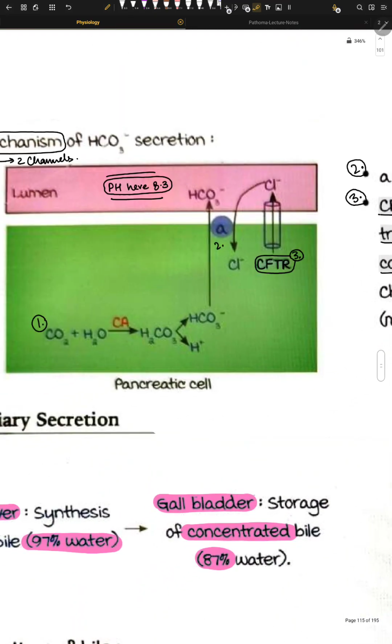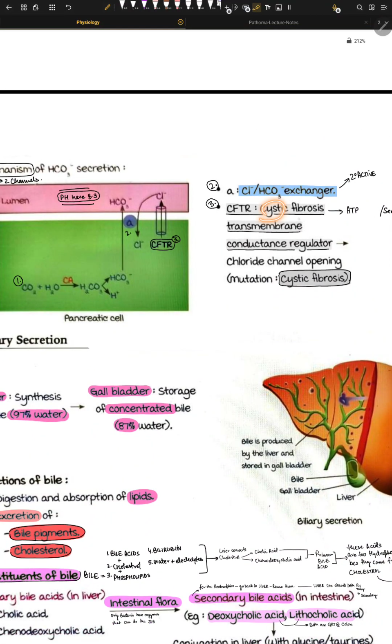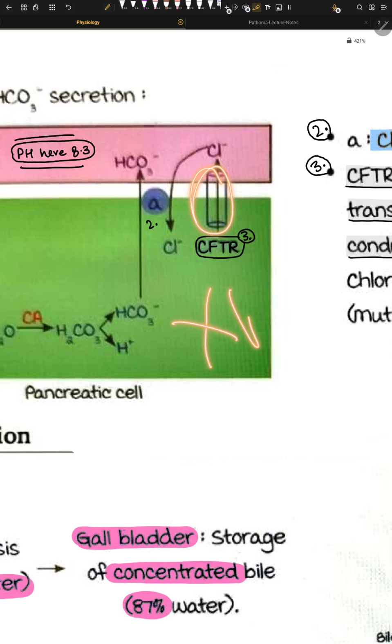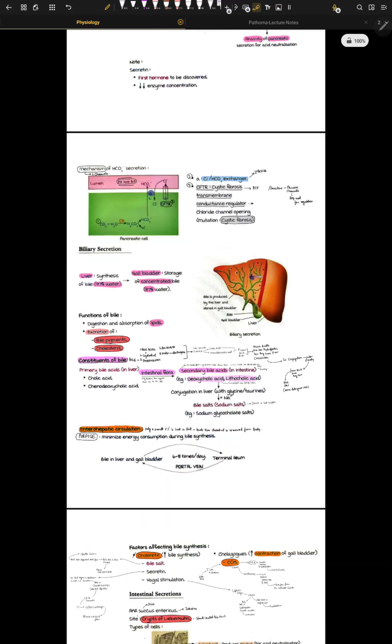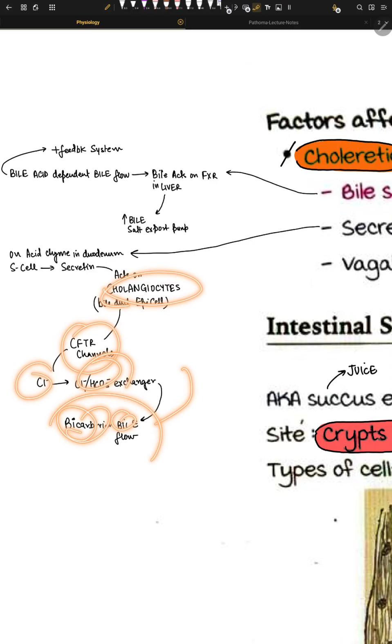Okay, let's go back here. So this was the CFTR channel right there, and this CFTR channel is the cystic fibrosis transmembrane conductance regulator, and this CFTR channel is positively upregulated by secretin. So we have more chloride, then this gets exchanged, then we have more bicarb, right? So we have these cholangiocytes, the CFTR channel, chloride leads to this exchanger mode, then we have bicarb rich bile flow.